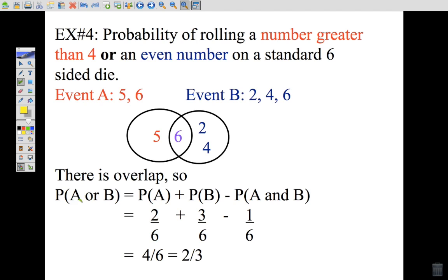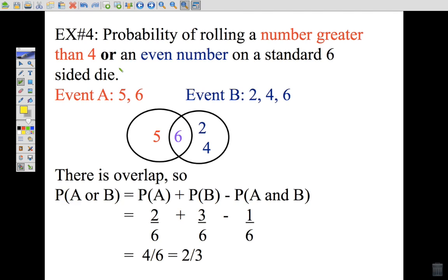I'm going to use the overlapping scenario, and I'll take the probability of event A. There are 2 numbers on a 6-sided die out of the 6 possible that are bigger than 4. Event B, there are 3 numbers on the 6-sided die that are even. Then I have to subtract out that there was 1 number, that number happened to be the number 6, 1 out of all the 6 possibilities that's in both sets. I'm simply going to add my numerators, 2 plus 3, and subtract 1. I get 4/6, but again, always reduce your fractions.